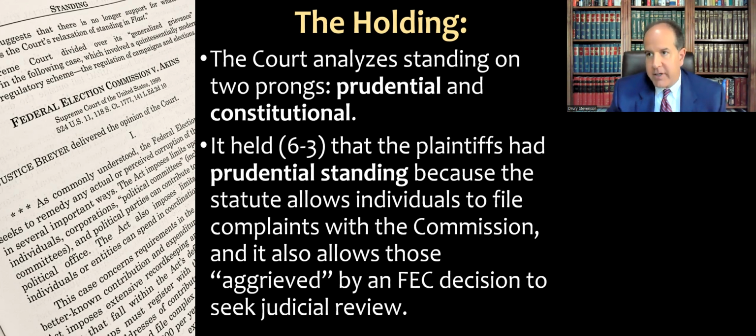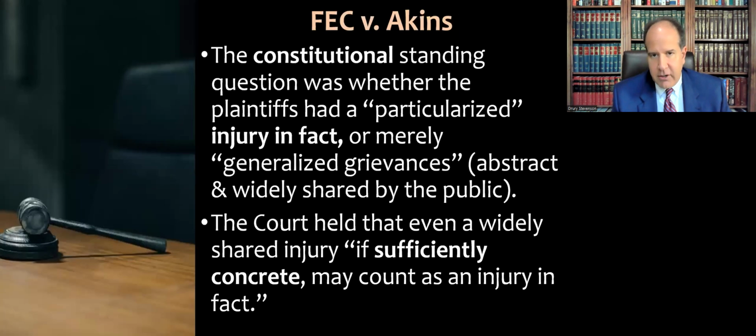So the court here is 6-3, and they said that the plaintiffs actually did have prudential standing. Why? Because the statute allows individuals to file complaints with the commission, and it allows those individuals aggrieved by an FEC decision to seek judicial review. In other words, we have some standing that we can derive from the Constitution's case and controversy clause, but the court is recognizing that Congress can sort of create standing by creating a cause of action for certain individuals, and that's what has happened here.